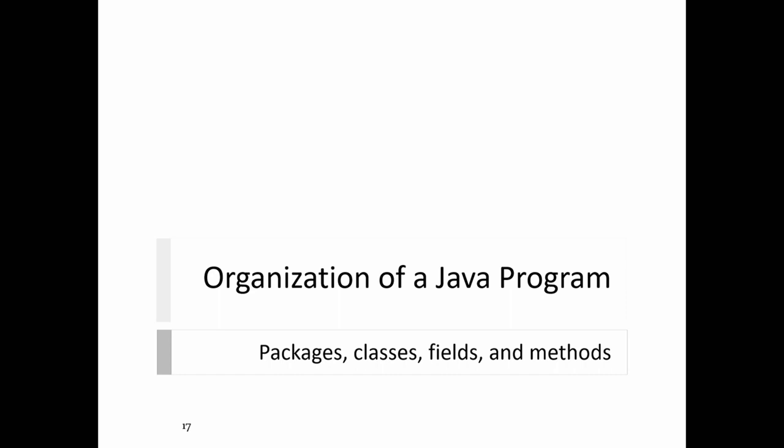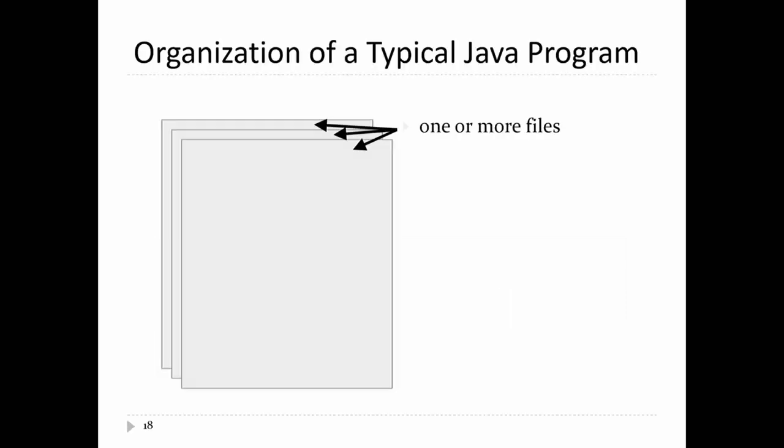Okay. So the topic of today's lecture is how you organize a Java program, and hopefully we'll start to implement a Java class. From your assignments, especially assignment 2, you've already seen what a Java program looks like. So the organization of a typical Java program is a bunch of files, and they're normally just text files.